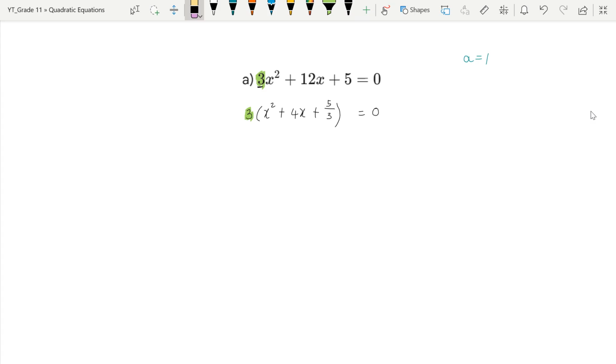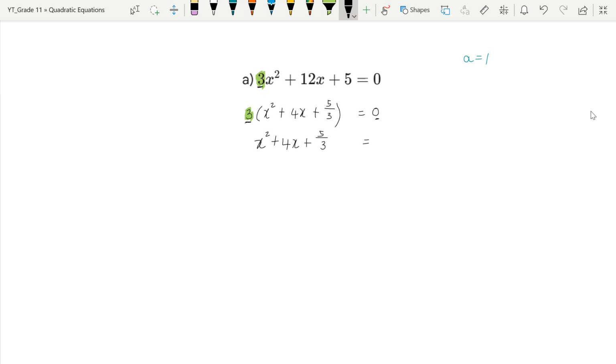What I'm going to do is divide both sides by 3 because I'm working in the equation, right? So if I divide the left-hand side by 3, that's going to go away. And the 0 divided by 3 is still just 0. So that is all good. We can do that.